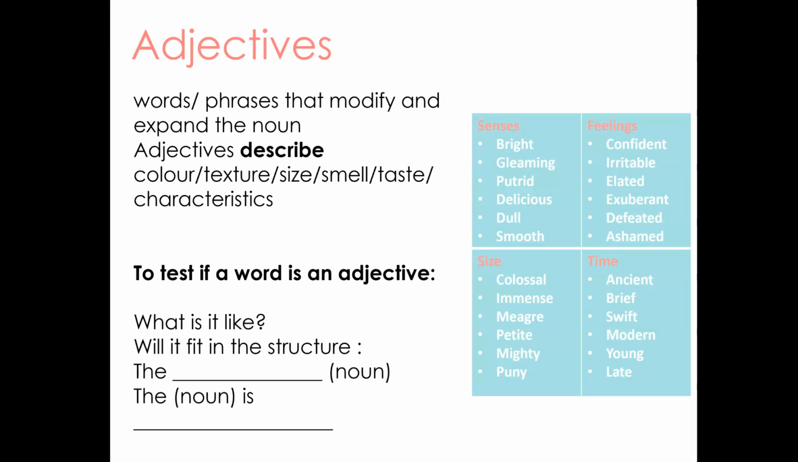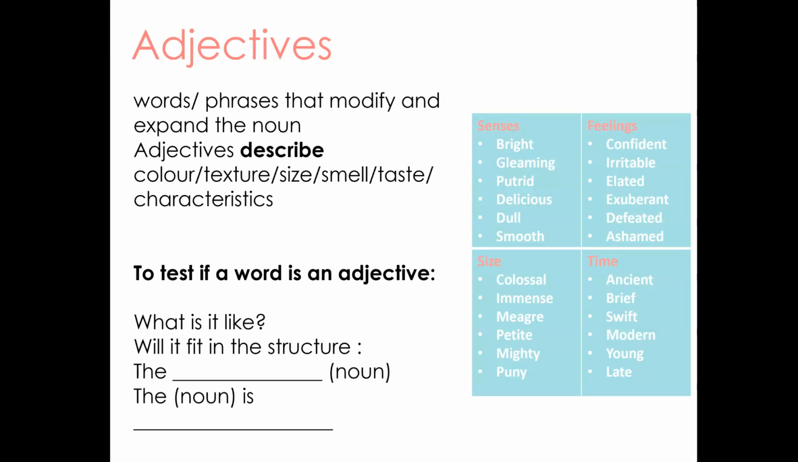Adjectives can also describe feelings, so they can be useful when describing a character. Paying attention to how the writer might describe the character, whether they're feeling confident or irritable that day. Is the character's behaviour perhaps showing us something about their mood? Maybe they're feeling defeated or ashamed. So they can be used to convey both positive and negative feelings.